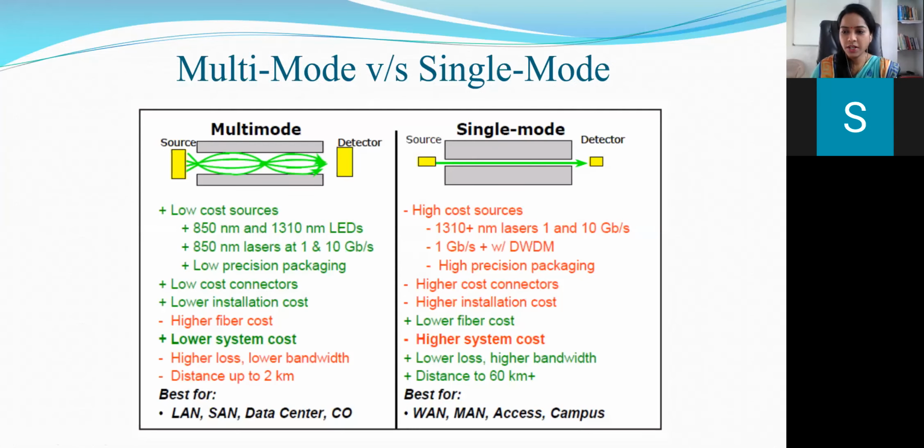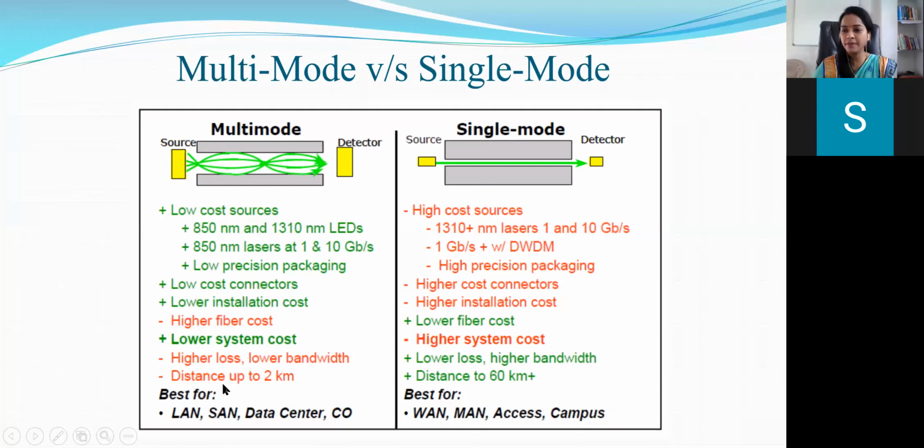Then what we have next is lower system cost. Obviously, if the installation cost is lower, then the overall system cost will already be lower. Then it has higher losses and lower bandwidth. In multi-mode optical fiber it has higher losses. You can see from here, if the source is in front of this optical fiber, there is a much higher possibility that light will come out of it. Many rays of light will go through here, because it is not a collimated source. Light is coming from all directions. So this has higher losses and lower bandwidth also.